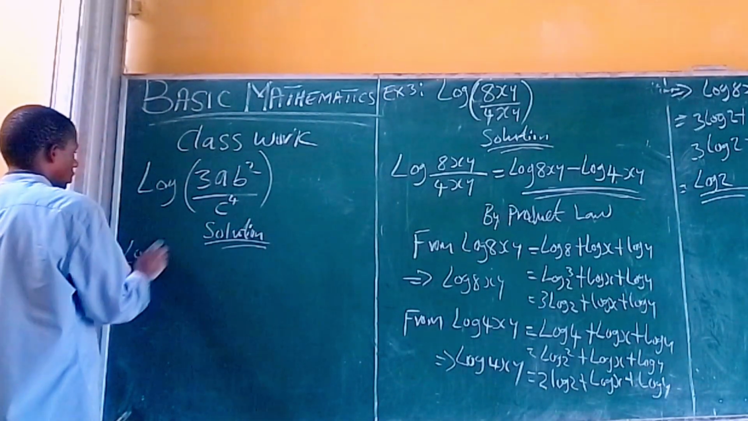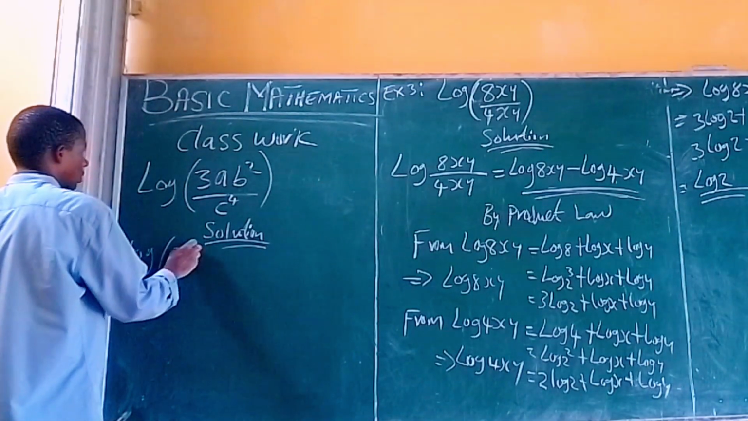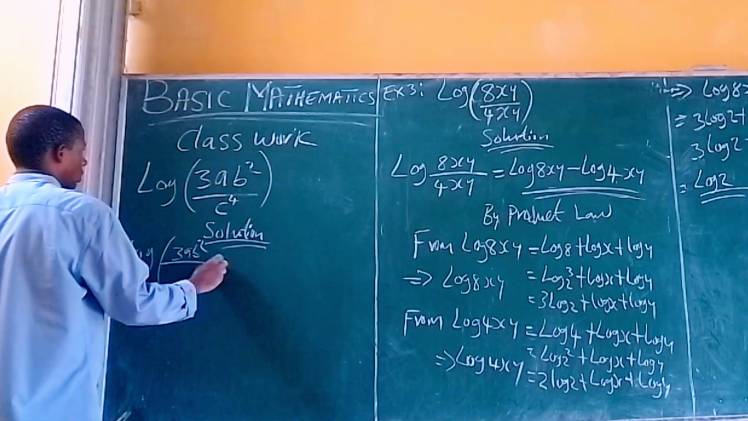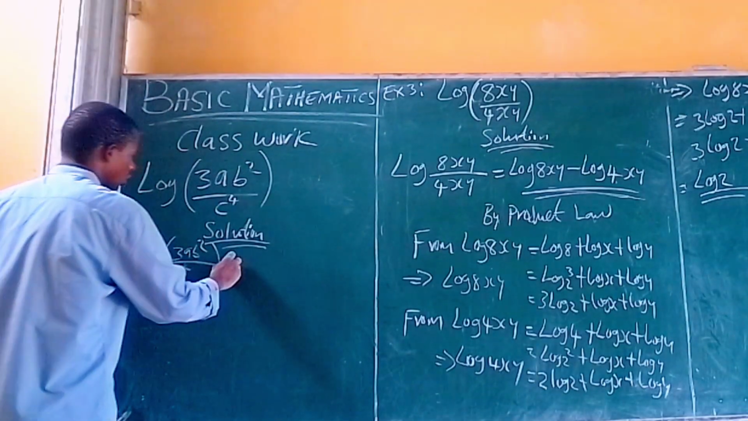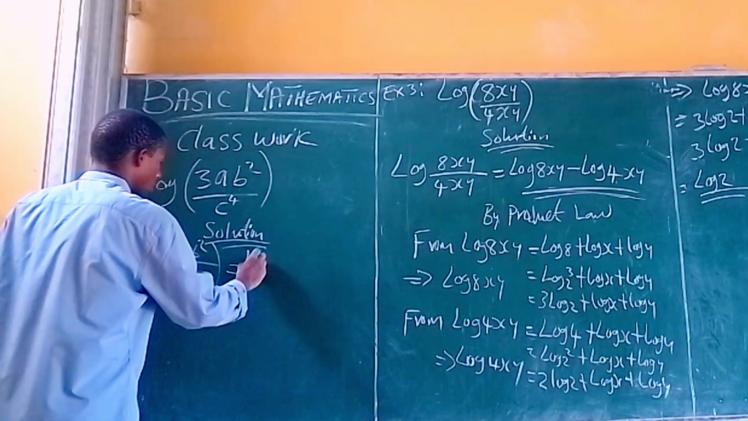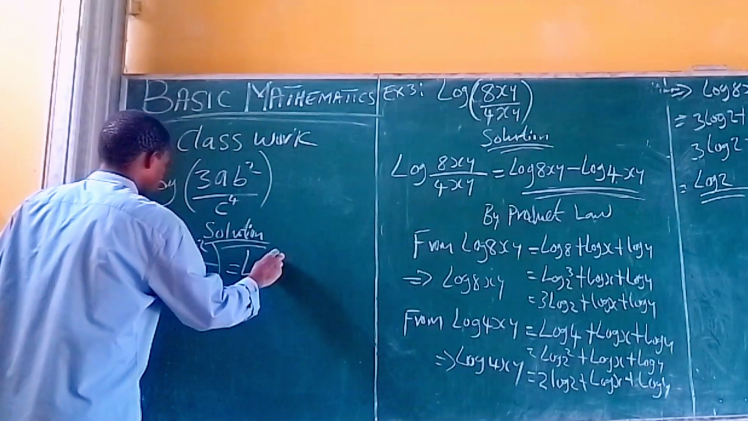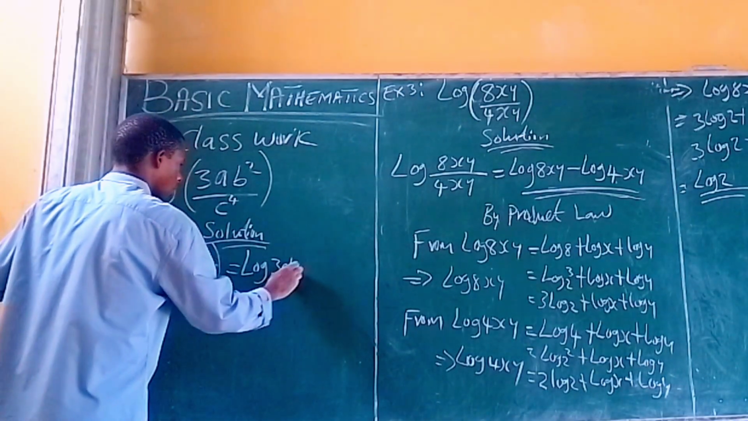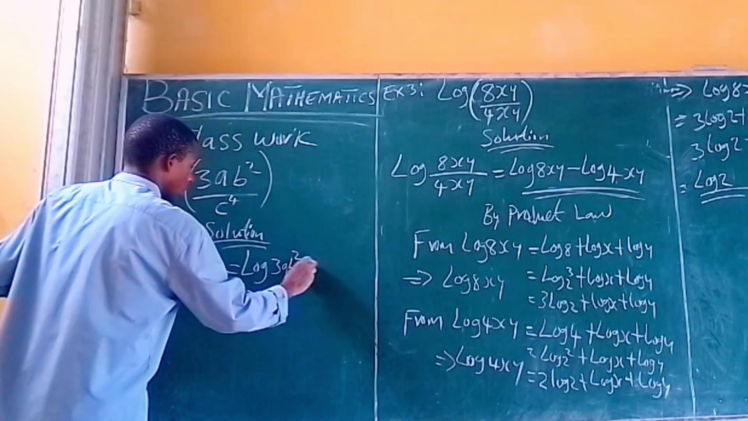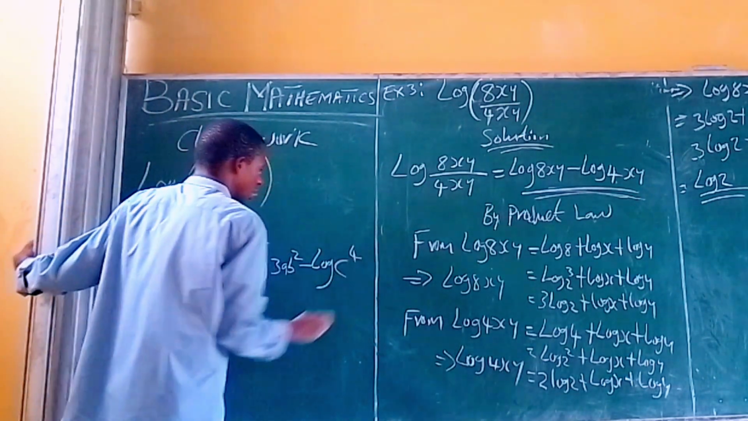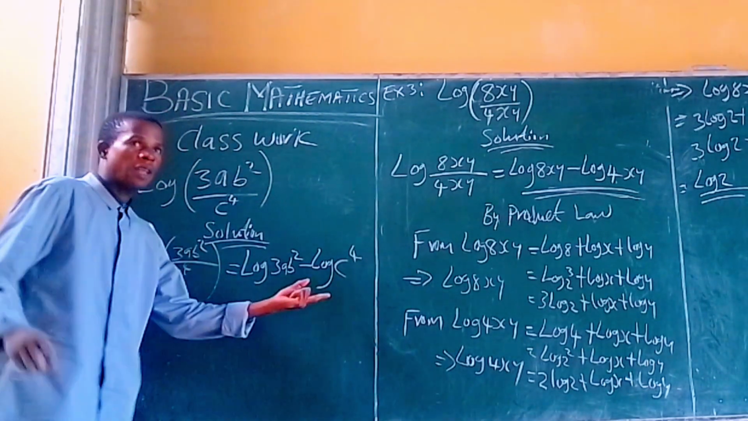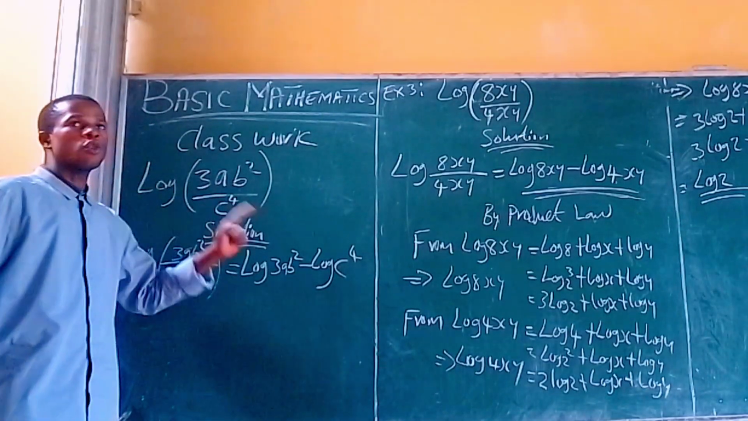Backward. 3ab squared over c raised to power 4. Right? This is going to give us what? Well, log of 3ab squared minus log c raised to power 4. Now, this particular part is called what? The equation what?